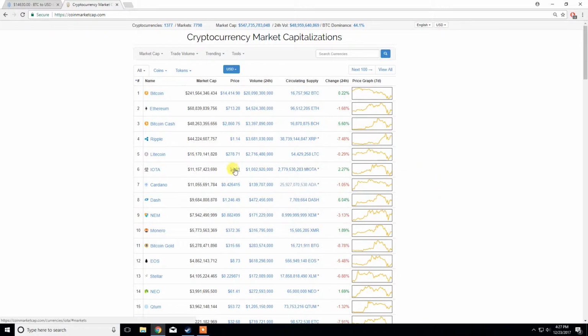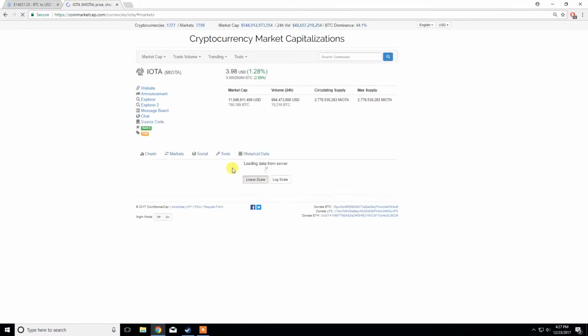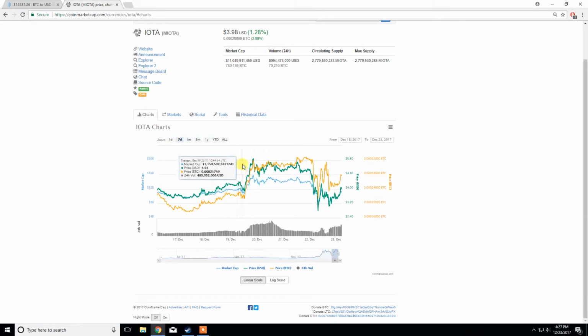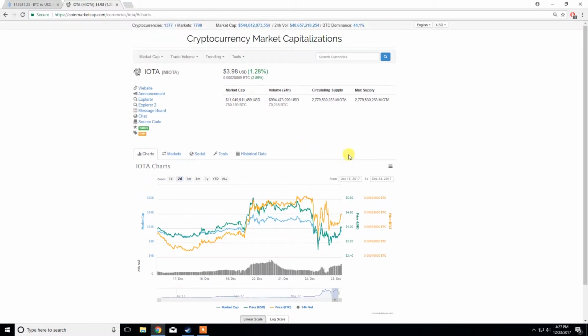So for example, myself, I'd be looking to go into IOTA. We see it's at $4. And if we just click on the coin market cap graph and look at the charts here, we can see over the last 7 days it's seen a significant drop off here. That's when the correction began, but I could easily see this coin going back up to $5. And that's a great return if you were to invest right now at around $4.